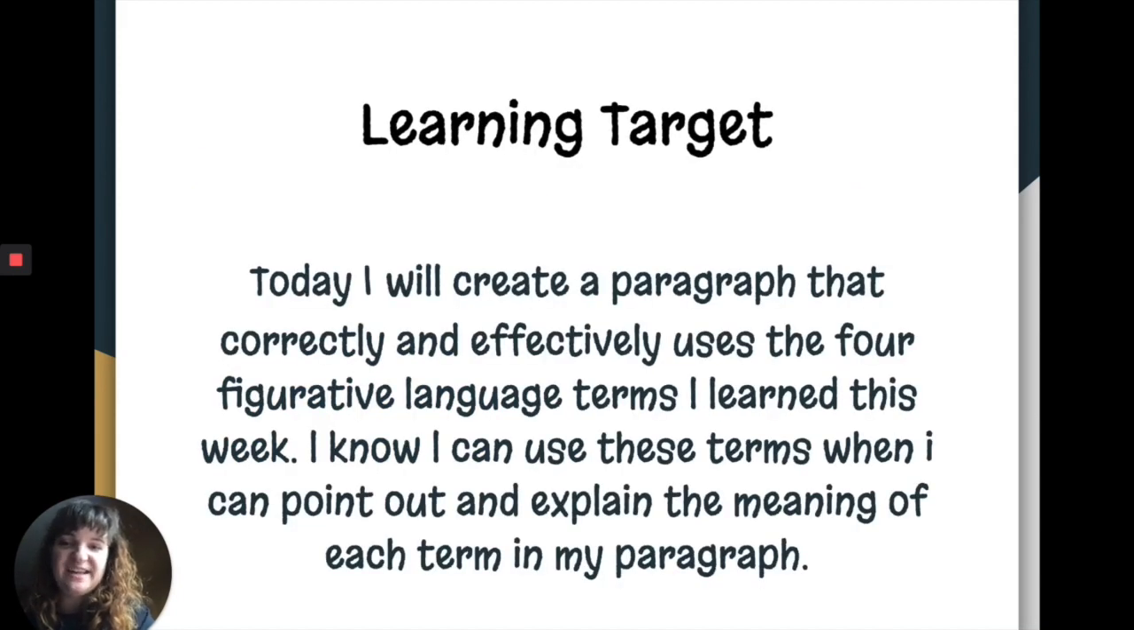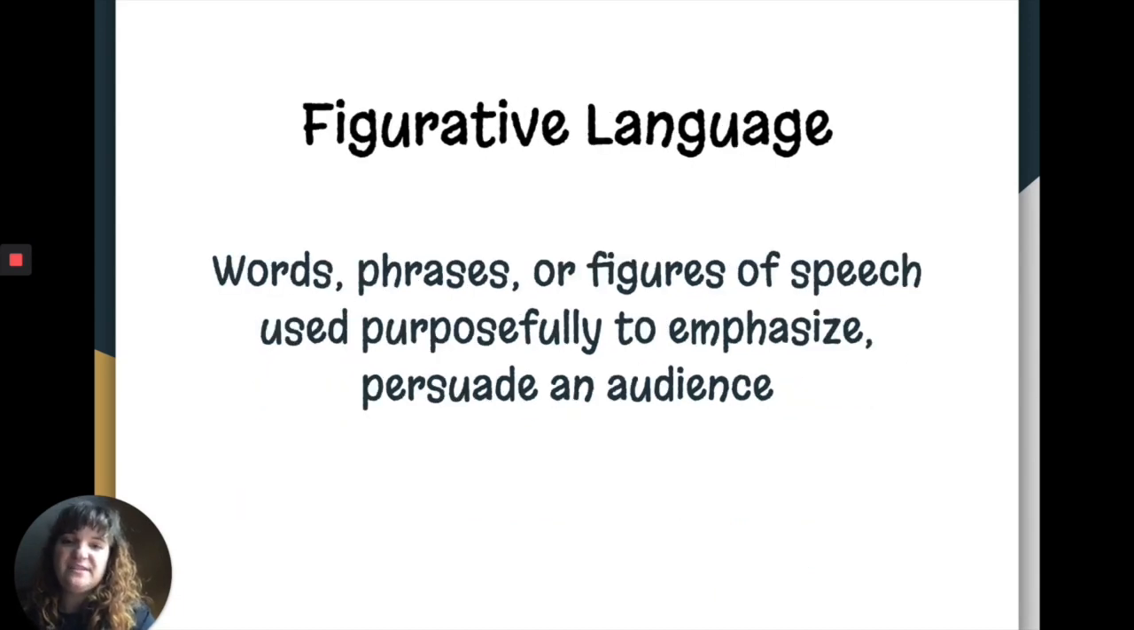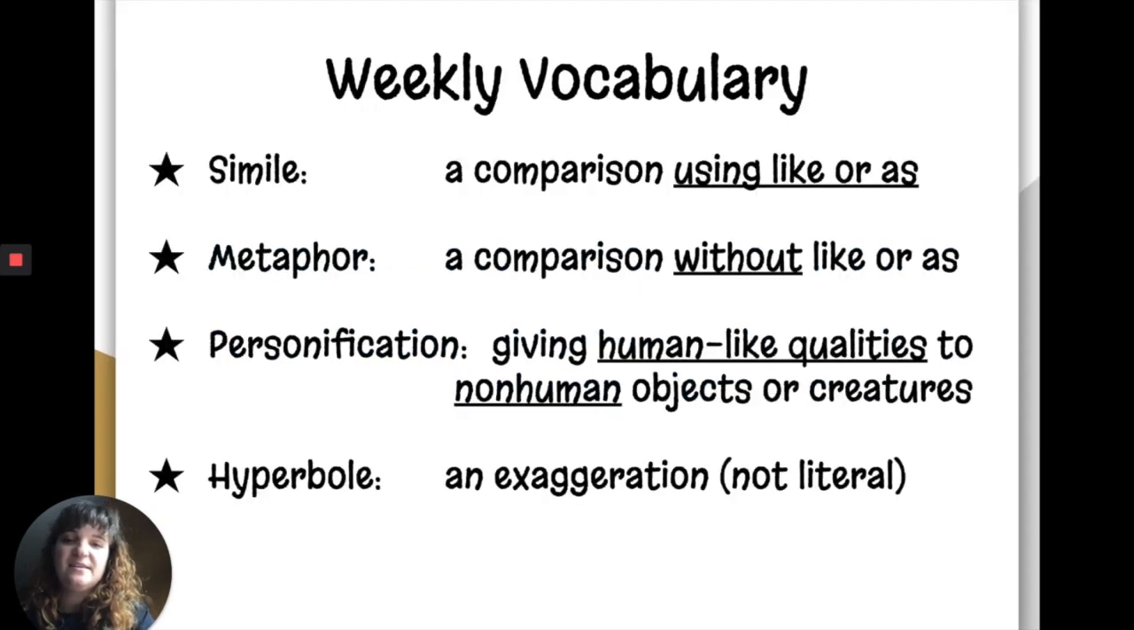Our learning target is today I will create a paragraph that correctly and effectively uses the 4 figurative language terms I learned this week. I know I can use these terms when I can point out and explain the meaning of each term in my paragraph. Our definition of figurative language is words, phrases, or figures of speech used purposefully to emphasize or persuade an audience. The vocabulary we covered were similes, metaphors, personification, and hyperbole.